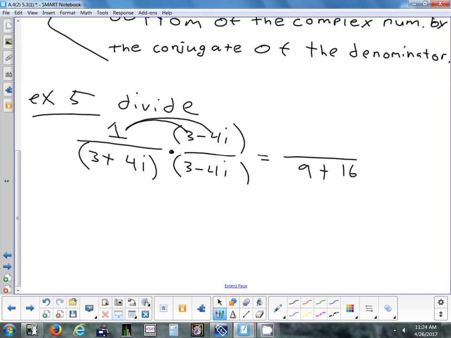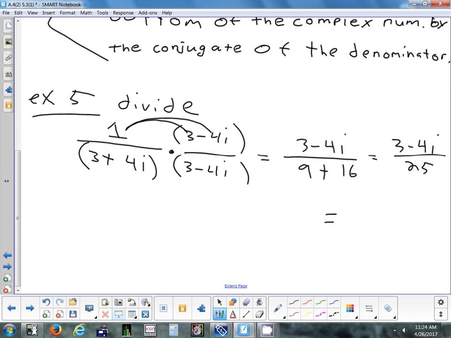It's not a double distributive, it's just single. So just multiply out a 1. And when you multiply a 1 to something, what does it do to it? Nothing. So it stays the same. So we have 3 minus 4i at the top. What do we have in the bottom? 25.